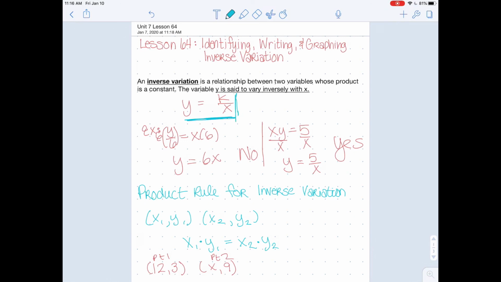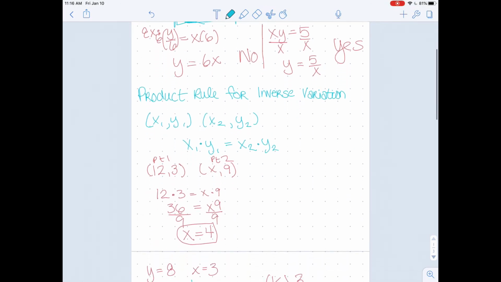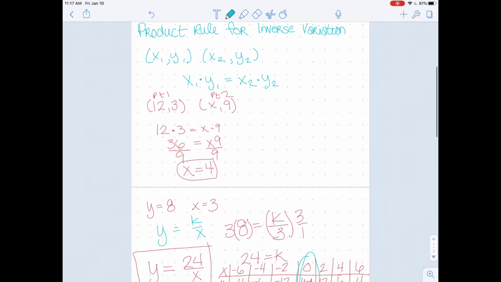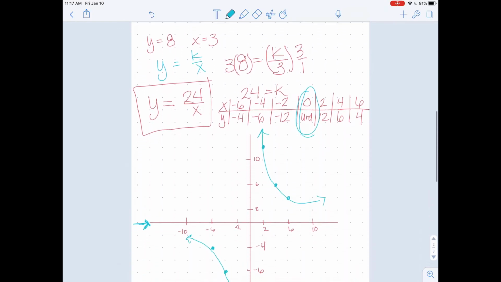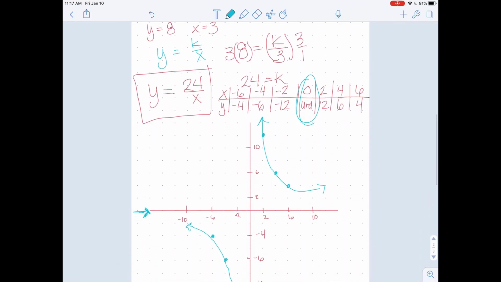Okay, so today we talked about what an inverse variation is. Remember the equation y equals a constant divided by x. We talked about how to decide if it is an inverse variation. We used the product rule to find a missing value. And we talked about how to write the rule and then graph the inverse variation on your own.